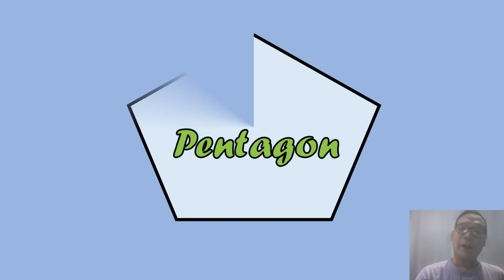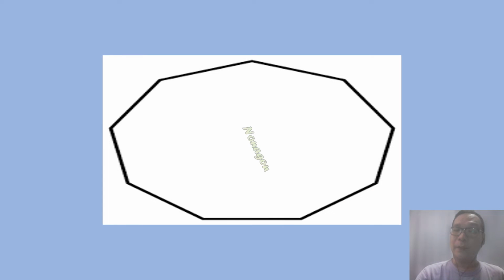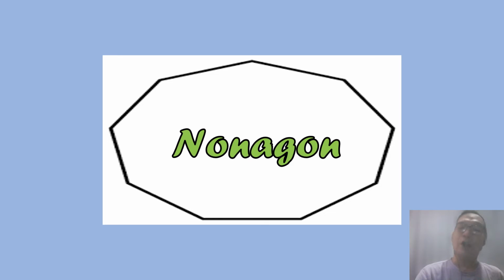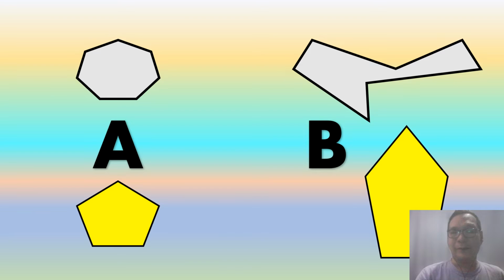Okay, this polygon is a pentagon. It has 5 sides and 5 vertices. And last one, we have, very good, a nonagon. A nonagon has 9 sides and 9 vertices. Now, I want you to study the polygons on your screen. Looking at the polygons on your screen, what do you notice about the polygons in set A and the polygons in set B?